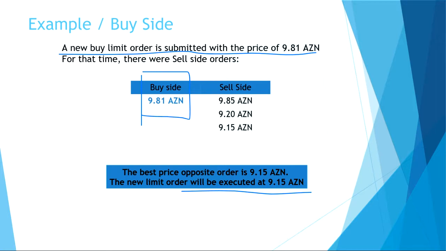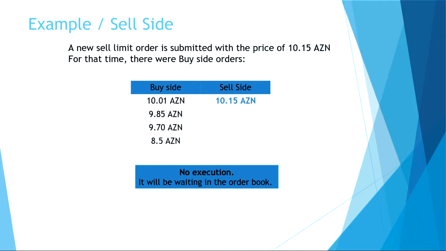Is it clear? Good, thank you very much. Let's see the sell side example. Again, assume that we don't have sell orders, we only have the buy side, right? Starting from 10.01, we have four orders: 985, 970, 850. So these are the buy side in the order book. They're already in the market, right? Someone is ready to buy at those prices, right? Assume the quantities are all 1.